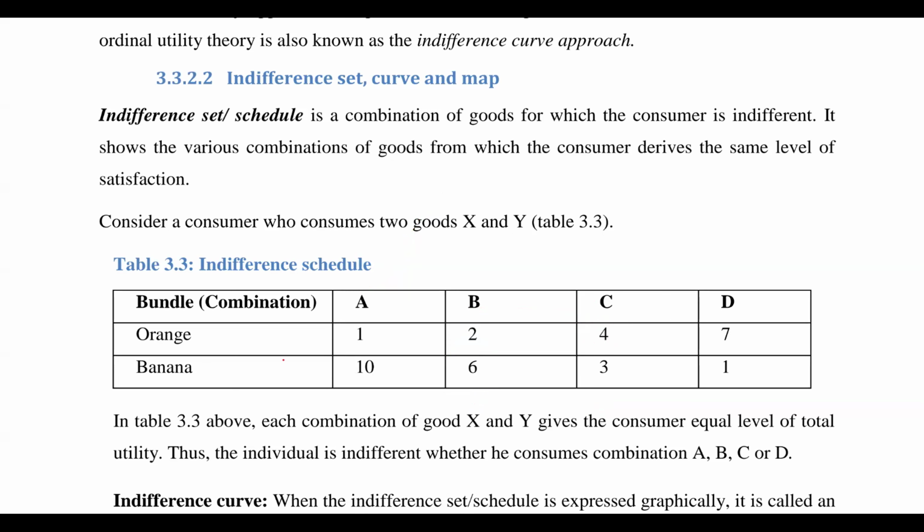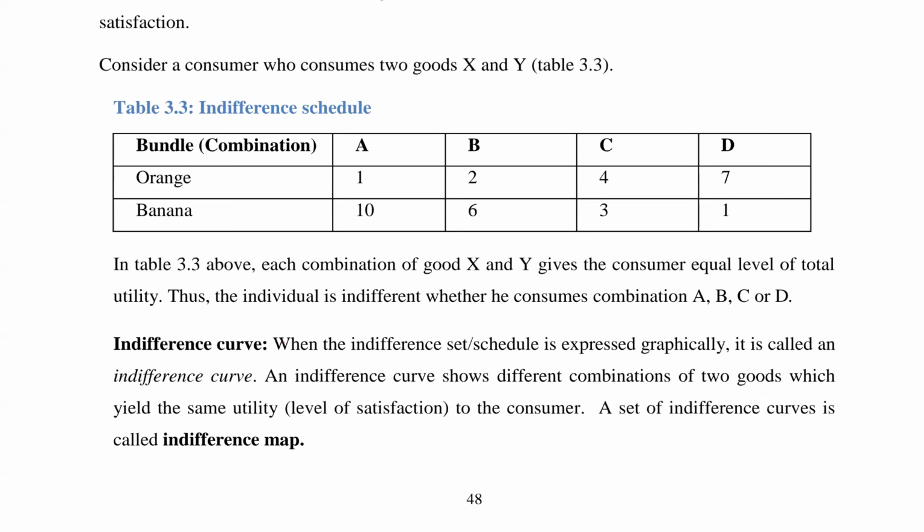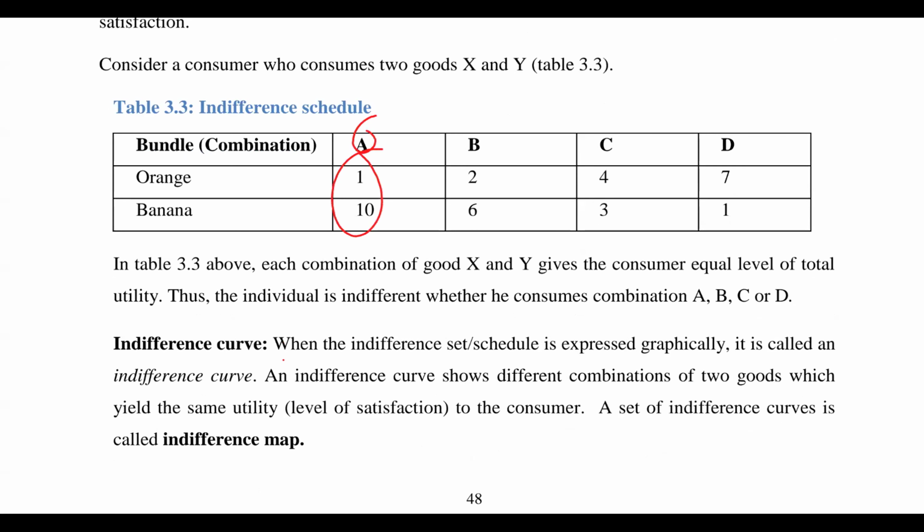It's basically the combination of those goods that can be consumed, giving you the same level of satisfaction. All these points give you the same level of satisfaction. If you consumed this, you would still be happy. You could have one orange and 10 bananas, and you would be happy. Or at this point, you could also have 2 oranges, 6 bananas, or 4 oranges, 3 bananas, like that, that level of combination.